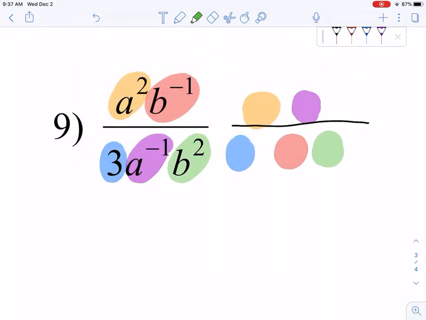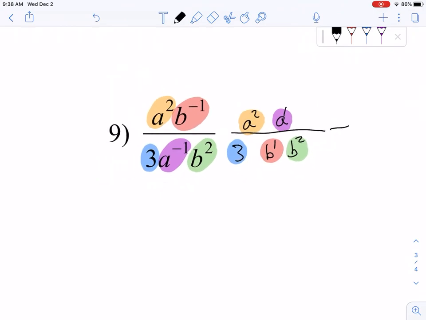Okay, so color coordinating again. I'm looking at my orange A to the second, stays where it's at. My red B to the negative first needed to move downstairs to become positive. My blue 3 stays where he's at. My purple A to the negative first needs to move upstairs to become positive. And my green B to the second needs to move downstairs, or needs to stay. So here we go. Now we're just going to clean this up. A to the second and A to the first gives me A to the third. My blue 3 stays how he is, and B to the first and B to the second gives me B to the third.